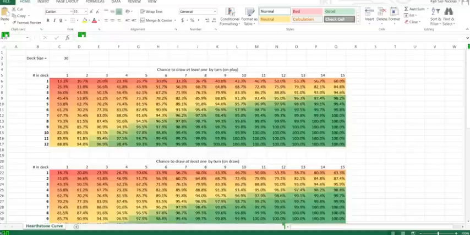So let's talk about hypergeometric distribution, okay? In terms of Hearthstone, hypergeometric distribution is: what is the chance that I will draw a certain card by a certain turn in the game if I have X number of copies of said card.